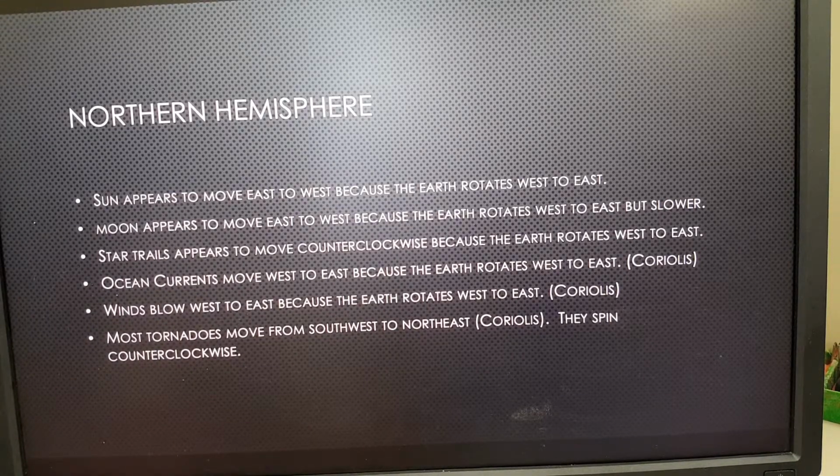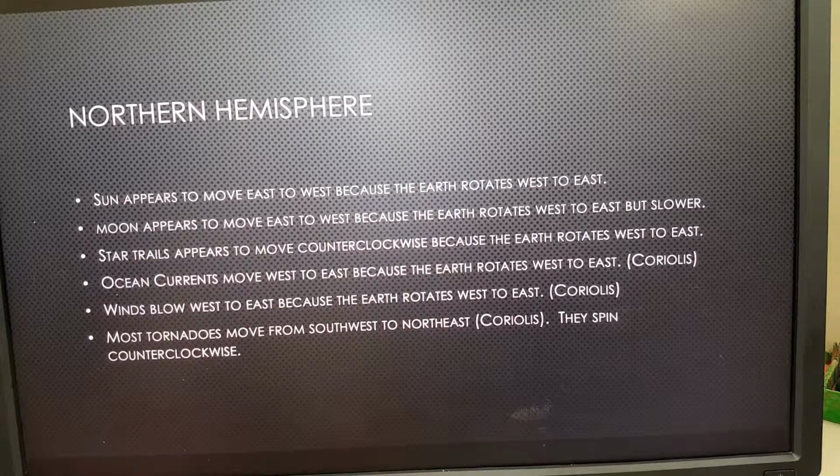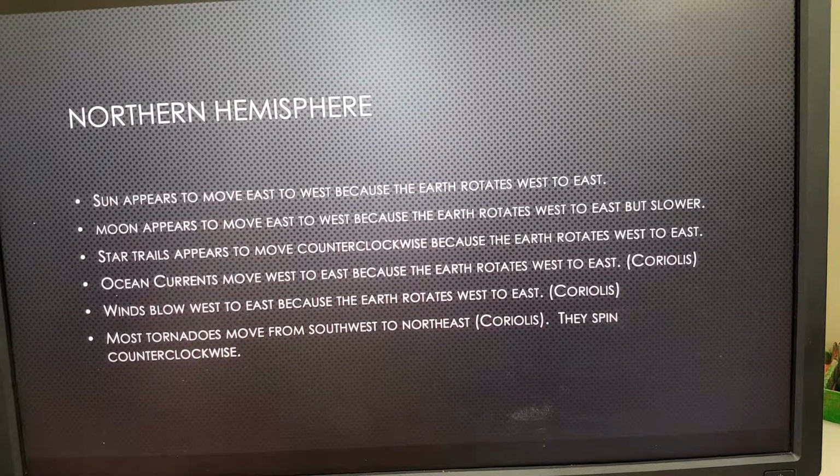Ocean currents move west to east because the Earth moves west to east. This is caused by the Coriolis effect. Winds blow west to east because the Earth rotates west to east. You can check this on your weather. Watch your local weather in the next few days or weeks, and you'll see that primarily the winds move west to east. I see this all the time on my local news.